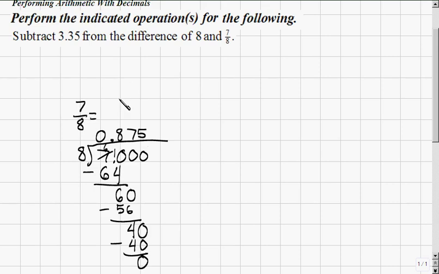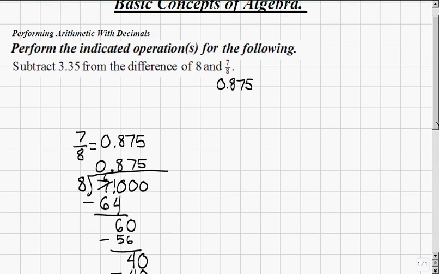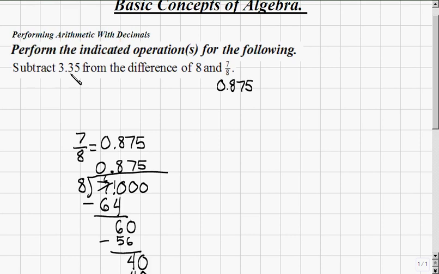Therefore 7/8 becomes the decimal 0.875. So 7/8 here will be actually the decimal 0.875. We are now ready to continue on in our problem. Subtracting 3.35 from the difference of 8 and 0.875 now, we'll first subtract 8 minus 0.875, come up with an answer, and then we'll subtract 3.35 from that.